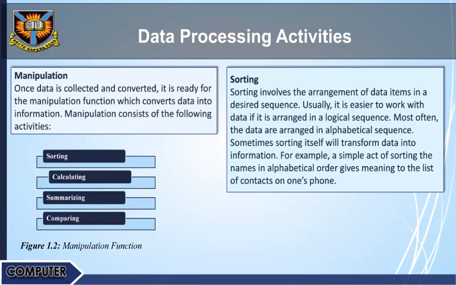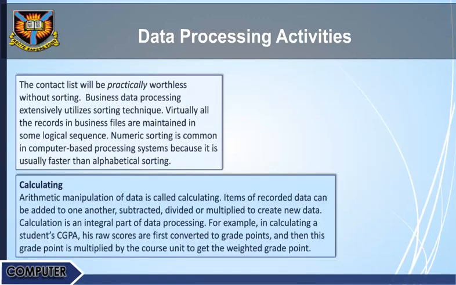Sometimes, sorting itself will transform data into information. For example, the simple act of sorting the names in alphabetical order gives meaning to the list of contacts on one's phone. The contact list will be practically worthless without sorting. Business data processing extensively utilizes sorting techniques. Virtually all the records in business files are maintained in some logical sequence. Numeric sorting is common in computer-based processing systems because it is usually faster than alphabetical sorting.